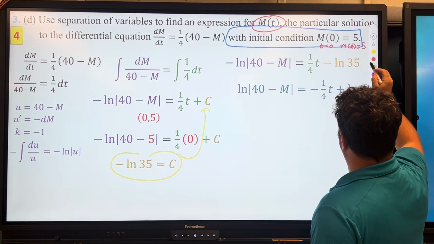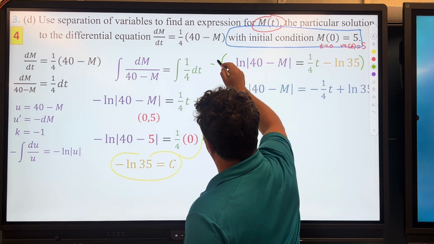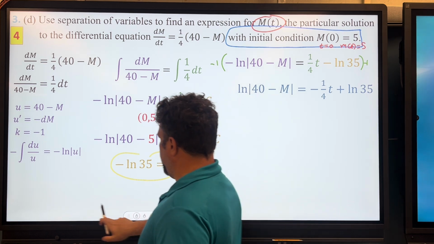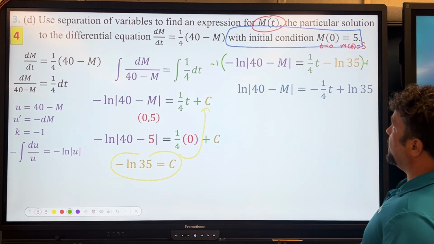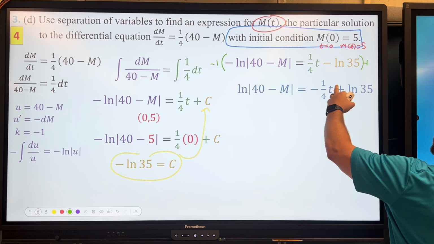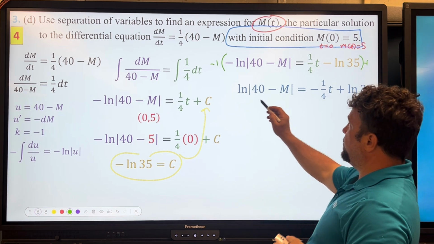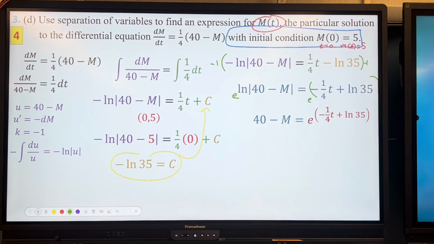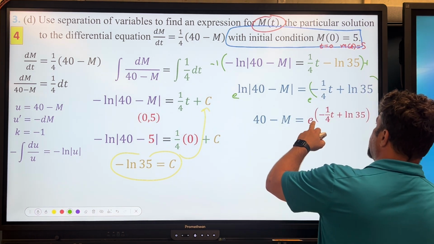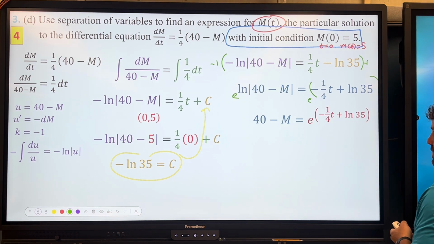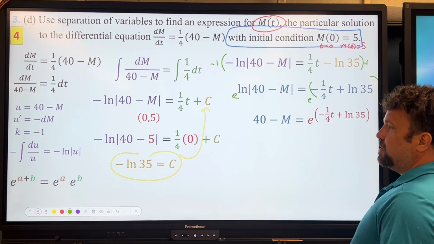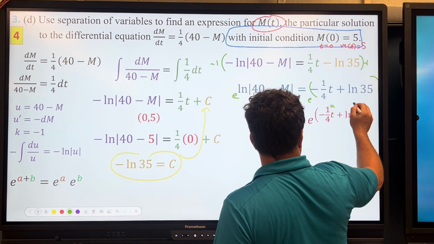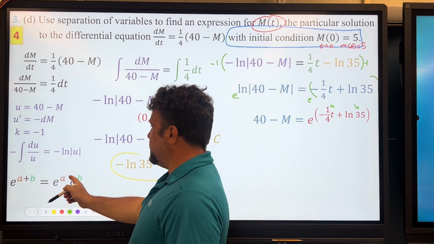The way to do this is, first step, we're going to take both sides and multiply them by negative 1. This becomes positive, this becomes negative, this becomes positive. Next, to get rid of the ln, I have to e both sides. So I get, cancels out the ln, 40 minus m equals e to the negative 1/4 t plus ln 35. Now when I do this, what I know is e to the a plus b, where this is technically my a and this is technically my b, equals e to the a times e to the b.